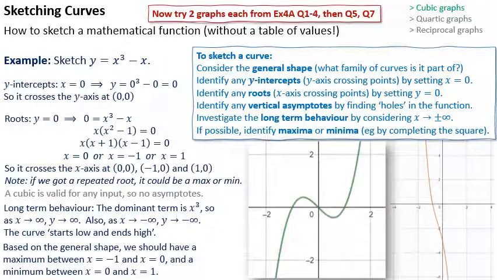Now you should have a go at a few of the graphs from exercise 4a. There are loads of them, so if you want to try more than 2 from each of the questions 1 to 4, then feel free. Do as many as you need until you feel comfortable with the process, but try at least 2 from each of the questions 1, 2, 3, and 4. And then have a go at some of the later questions, the problem solving or exam style questions. In particular, I'd recommend questions 5 and question 7. When you've had a go at those, return to the video and we're going to move on to look at quartic graphs.